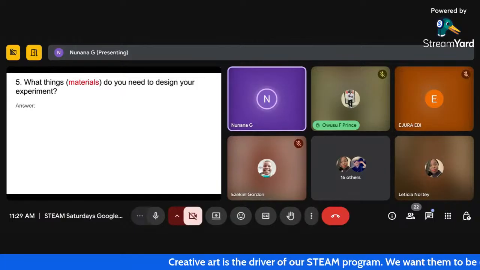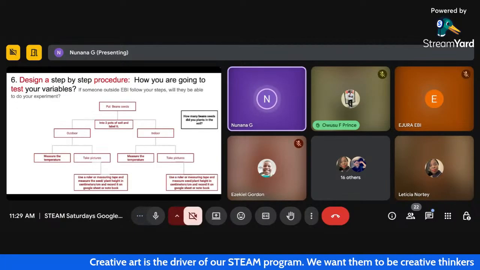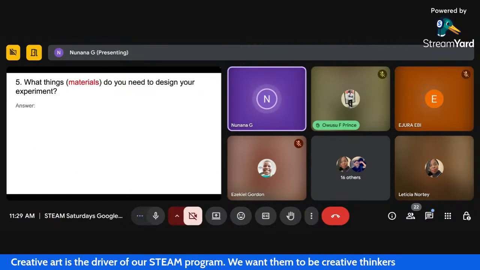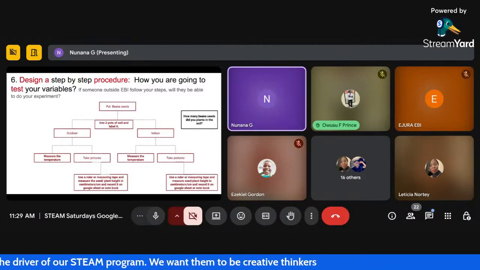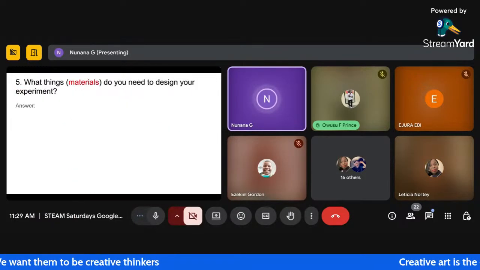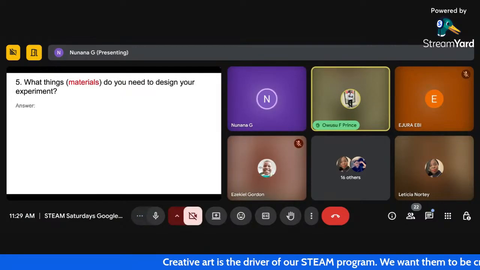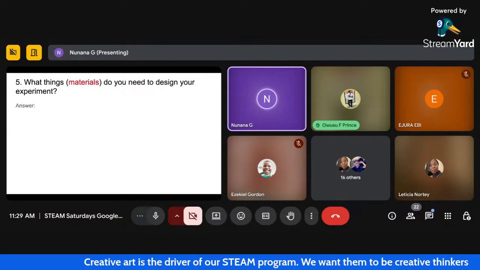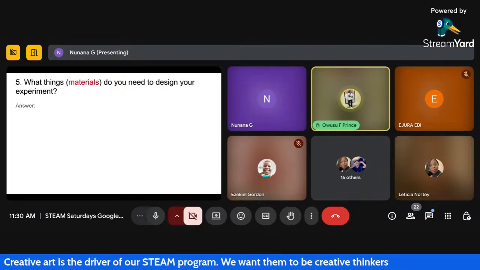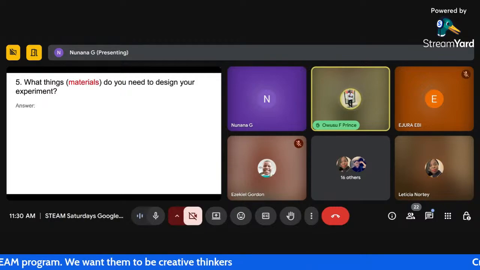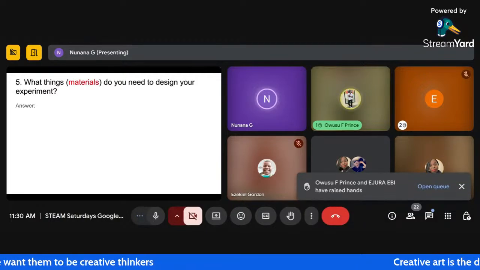So what do we need to do our experiments? What are the materials that we need? We need beans. What else do we need? We need a mobile phone to take pictures. What else? Then we might have a thermometer as well. Yes.